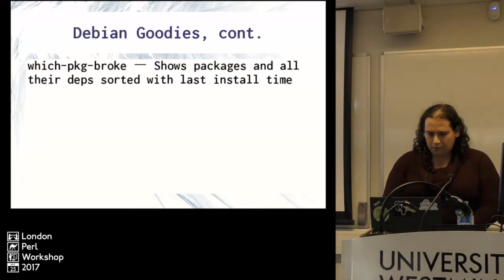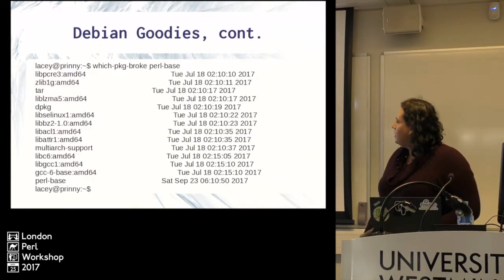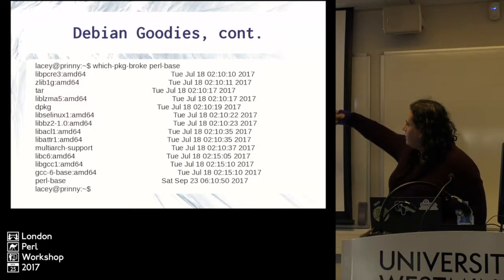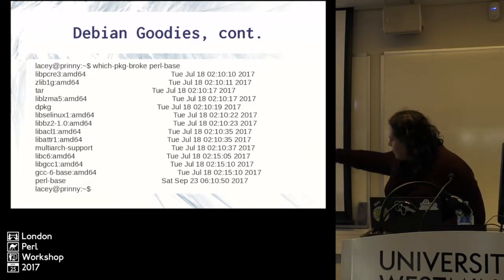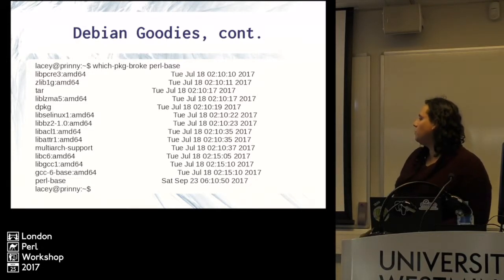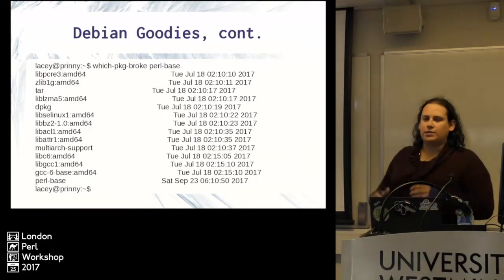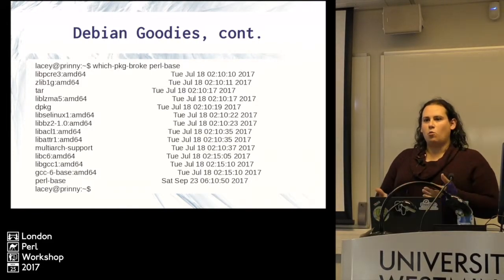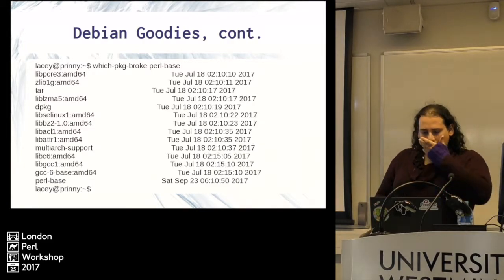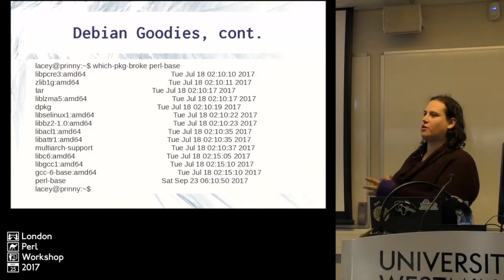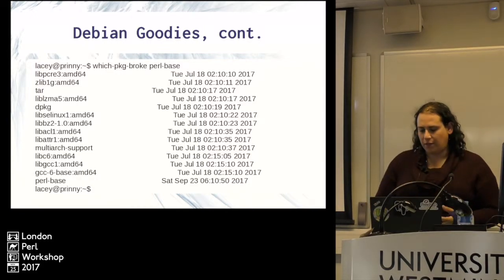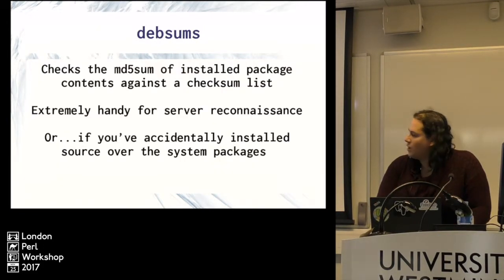So the output looks something like this, where I looked at Perl base and everything was on July 18th when I updated to Stretch. So all of this matches up, and then Perl base itself was updated on the 23rd of September. So you can use this to see, okay, what's gone on here? What was the last thing that changed that was associated with this package, so you can start to troubleshoot and work from there to see what's gone on.